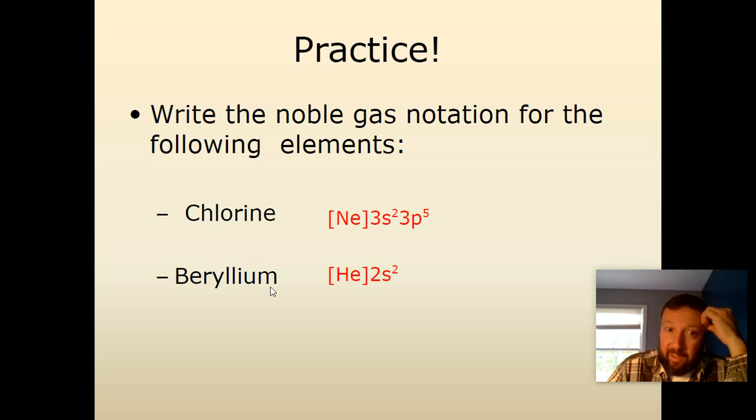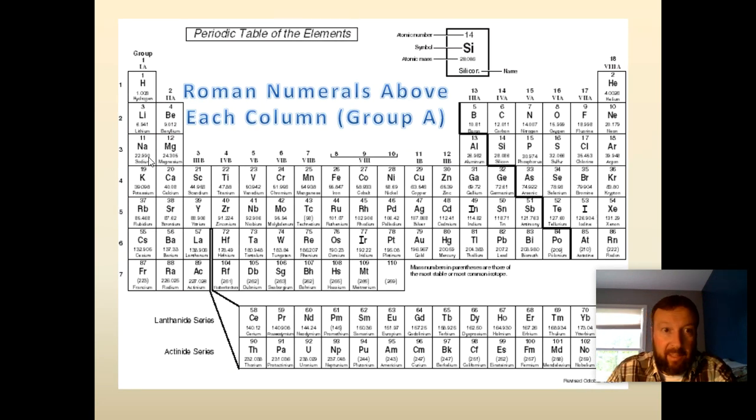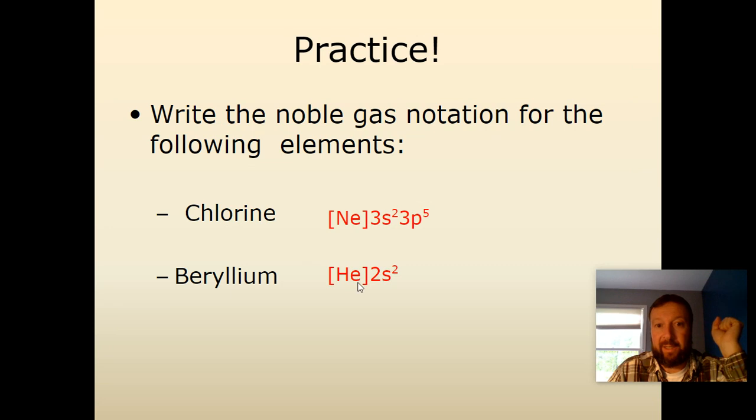Beryllium, if we find beryllium on the periodic table, has 4. Well, what's the next lowest noble gas? I have to go to helium. So I'm already going to start with 2 with helium, and then go 2s2. We'll fill it in. So helium's already my 2, and 2s2 gives me my 4 total. A shorthand notation for being able to do it.